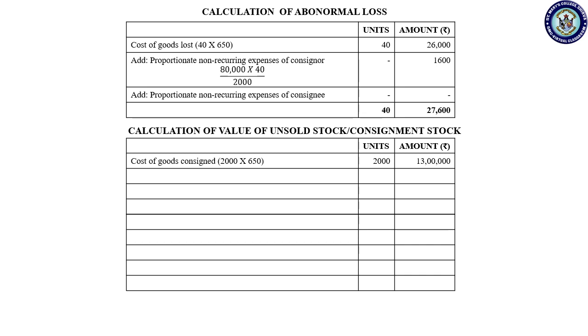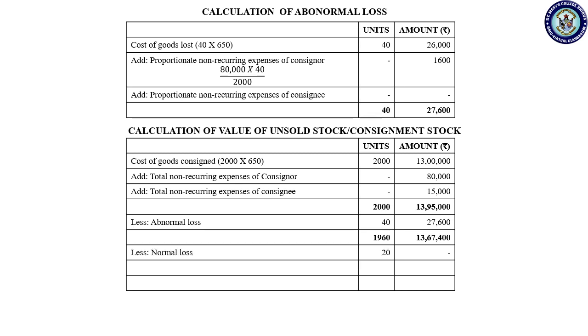Closing stock. The cost of goods consigned is 2,000 units at 650, and the total non-recurring expense of the consignor is 80,000. The total non-recurring expense of the consignee is only 15,000, that is clearing charges. Okay, clearing charges is the only non-recurring expense incurred by the consignee. The total comes to 13,95,000. Abnormal loss you have to deduct, that is 27,600. It comes to 1960 units. Normal loss is only 20 units, only units.